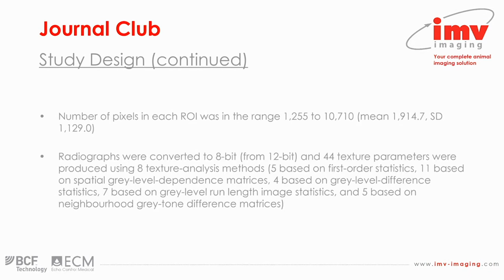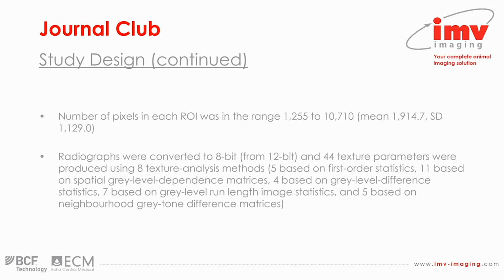The average or the mean number of pixels for each ROI was 1,914 and a bit, with a range of 1,255 up to just under 11,000, and a standard deviation of just over 1,100. Radiographs were then converted from 12-bit to 8-bit images, and the 8 texture analysis methods were used to produce 44 texture parameters, which were then fed into the machine learning algorithms.